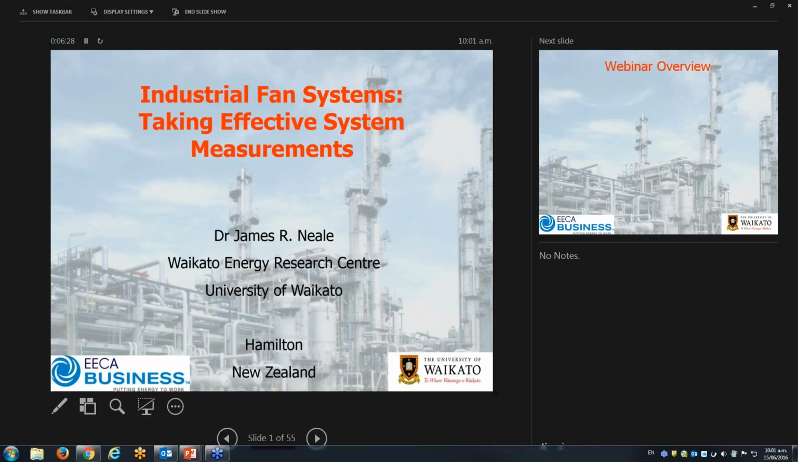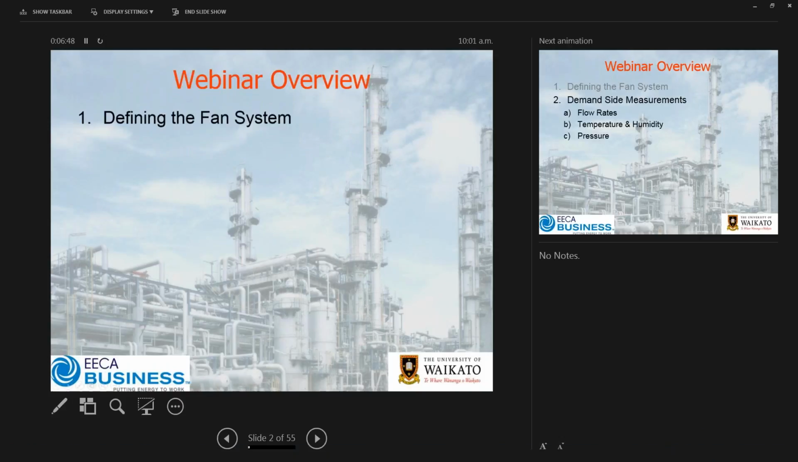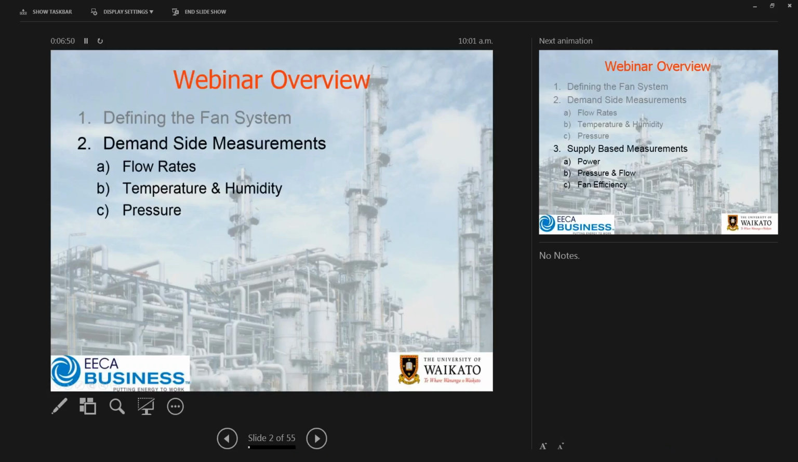Today we're going to be talking about industrial fan systems and in particular taking effective system measurements. Now we've actually also included a case study today of an HVAC system, which will obviously have applications further than just your traditional sort of process air application.